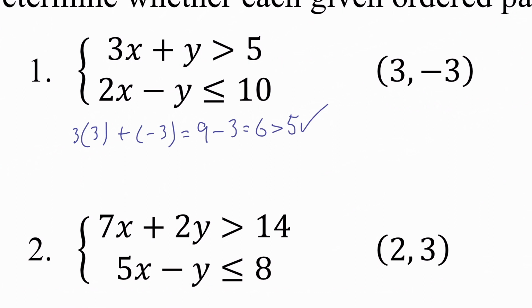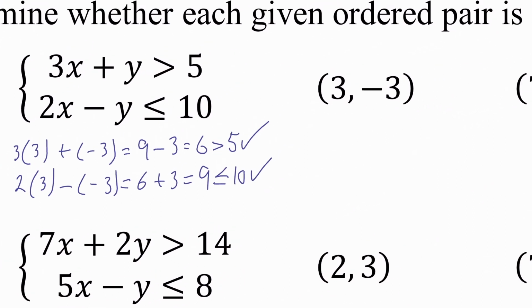Now it's an inequality, so we're not trying to get the left side to be 5. We're trying to get the left side to be anything greater than 5. We don't really care what it is, as long as it's greater than 5, then it checks out. Then I plug into the other one, so 2 times 3 minus negative 3. 2 times 3 is 6. Negative 3, that's plus 3, that's 9. And that is less than or equal to 10. So that checks out. So yes, this is a solution.